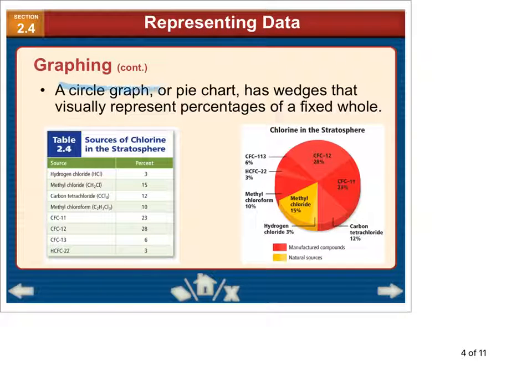A circle graph or a pie chart has wedges that visually represent percentages as a fixed part of the whole. Pie chart, circle graphs, typically our keyword is there, percentages. Dealing with percentages, we frequently use a pie chart. Or you can think parts of a whole.